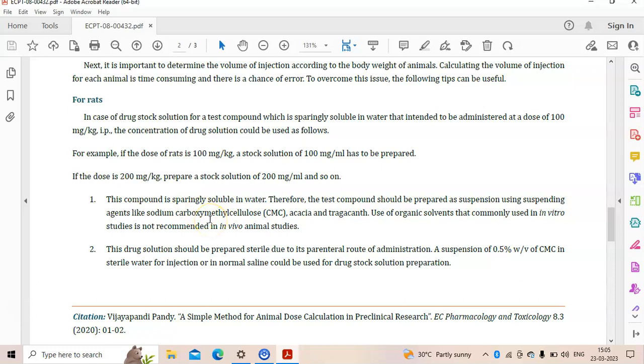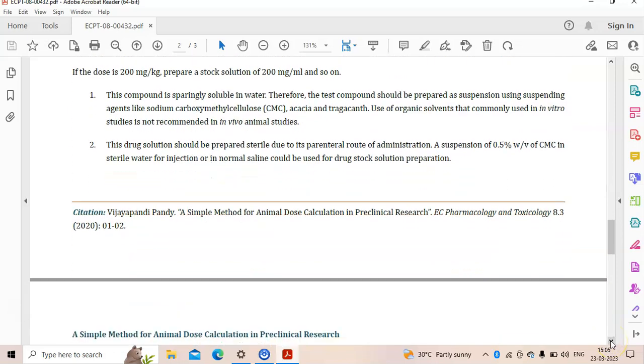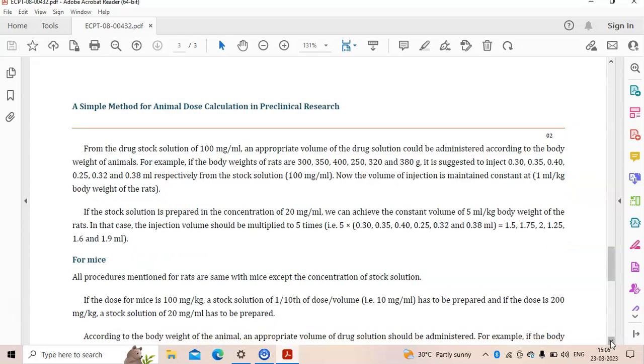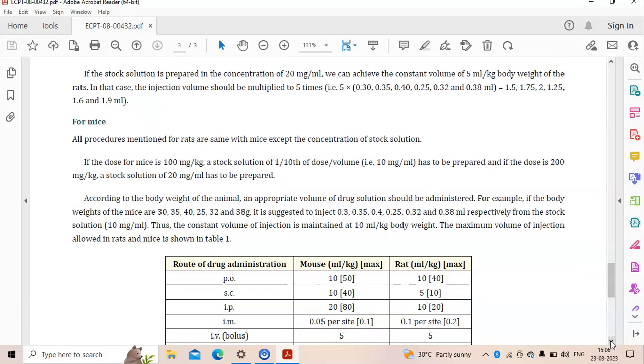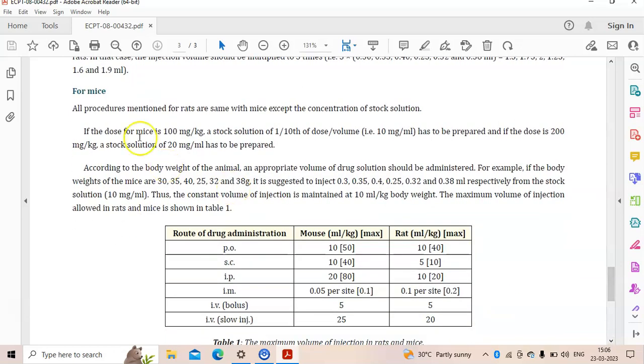When the compound is sparingly soluble, we can add carboxymethyl cellulose, acacia and tragacanth to solubilize it in the solution. For mice, the procedure is also the same. We can use the formula here. If the dose for mice is 100 mg per kg, a stock solution of 1/10 of the dose per volume, that is 10 mg per ml, has to be prepared. If the dose is 200 mg per kg, a stock solution of 20 mg per ml has to be prepared.